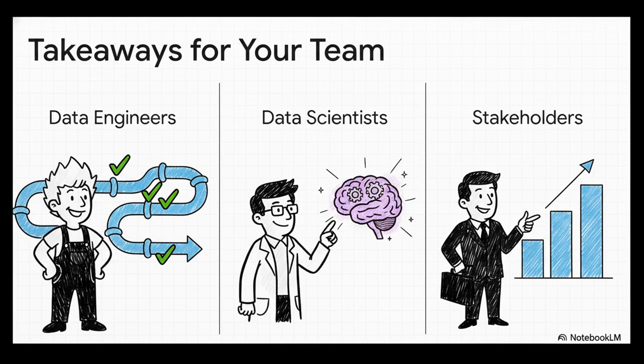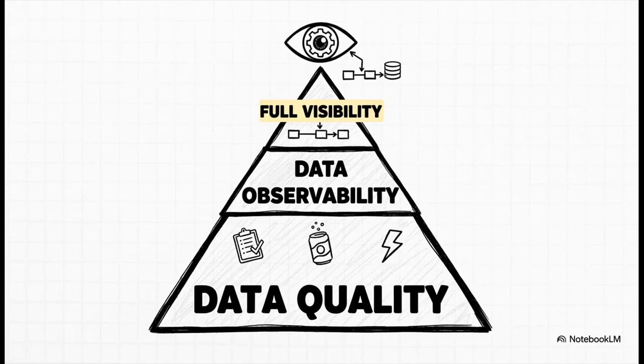If you're a data scientist, this is about trust. You can finally have confidence in your training data, which means better, more accurate models. And if you're a product stakeholder, this is peace of mind. It means you can actually stand behind the decisions you make because you know they're based on data you can count on. And really, all of this is just one piece of a much bigger puzzle.